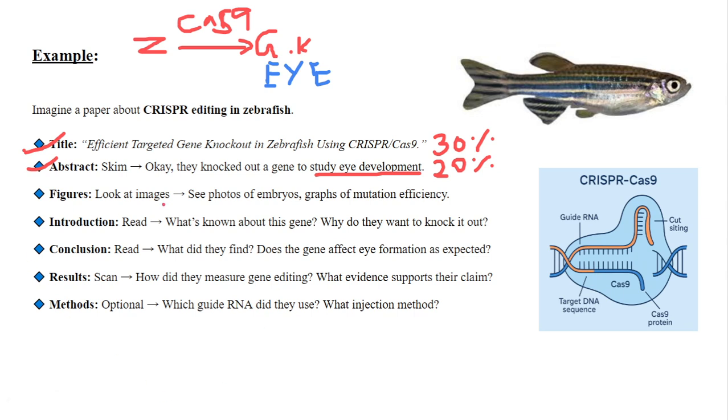And the figure: look at the images, see the photos of the embryo and the graphs of mutation efficiency. Here we don't mention any papers, we take only the title. If you see the images, the photo of the zebrafish embryo, they show the mutation efficiency studies in the graph: how they are doing it, how the pathway is interrupted, and what mutations happen.